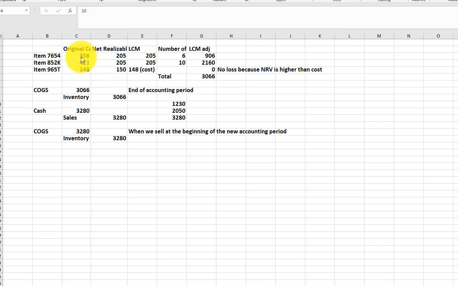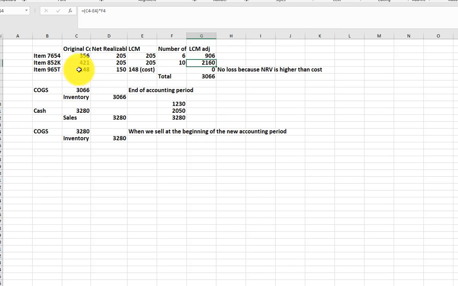The original cost is considerably higher than that. So for the lower of cost or market, we compare what we can sell them for, the net realizable value, to the cost. The lower of the two is what we can sell them for minus the cost to get it there. And we take that and figure out the loss. The loss is the difference between the original cost and our lower of cost or market. And then we multiply it by the 6 because we lose that much on each of the items. And that gets to be 906. And if we do the same thing with the others, it's 21, it's 10, and it's 2160.